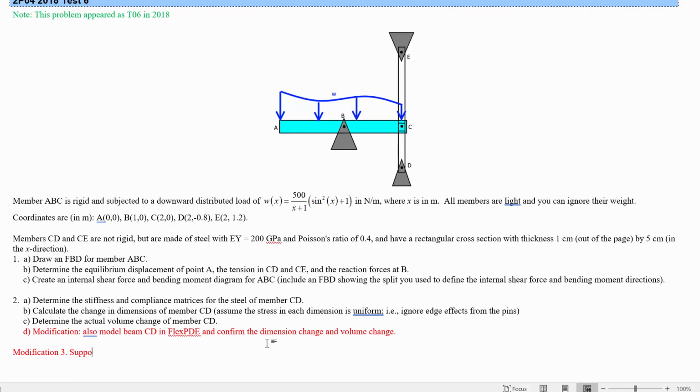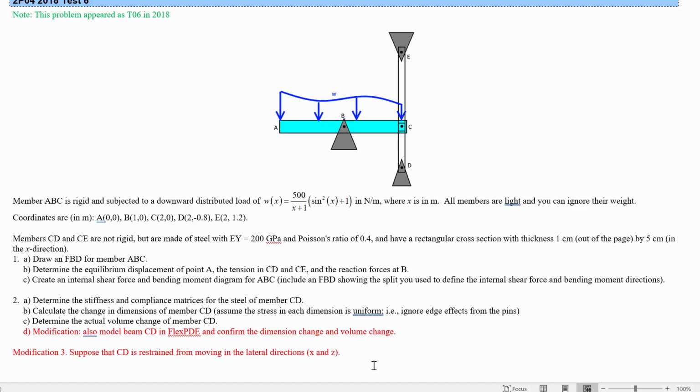So this is, suppose that CD is restrained from moving in the lateral directions, which are X and Z in this case, because it's extended in Y. It goes from X is 2, Y is 0 to X is 2, Y is negative 0.8. So it has extent in Y, and we're told what the thickness out of the page is and the width in the X direction is. So suppose it's restrained and it can't actually move in those directions.